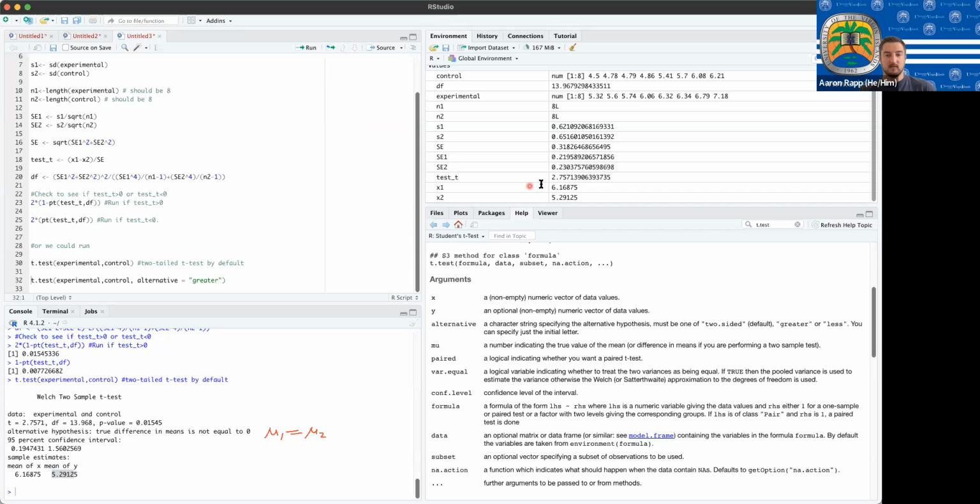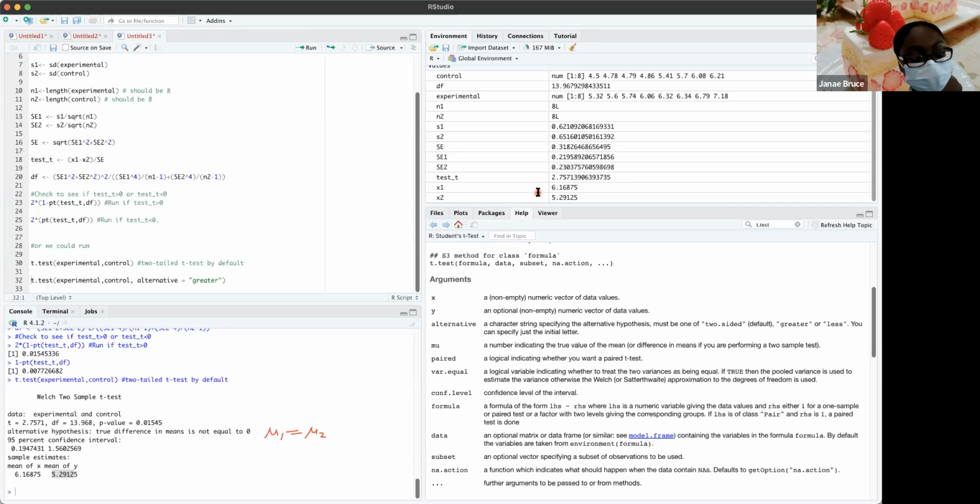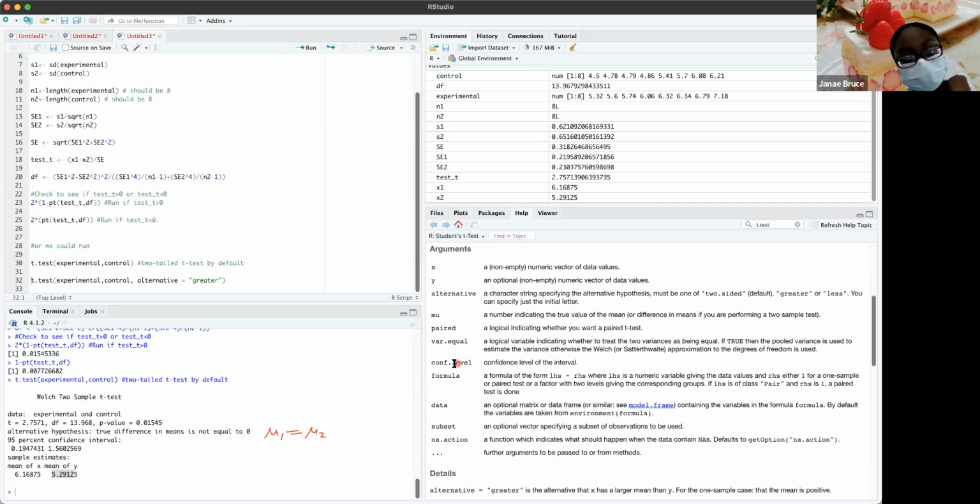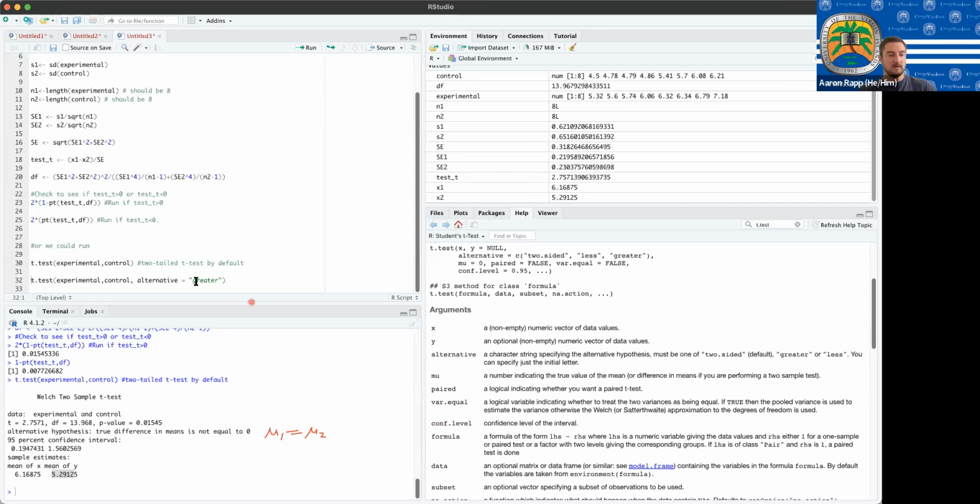So Janae, what's your question? The fact that it gives us a 95% confidence interval is great. How would the script be edited to say if we wanted to change it to 90 or 99%? Great question, because it's also going to be something that helps with alternative hypothesis.